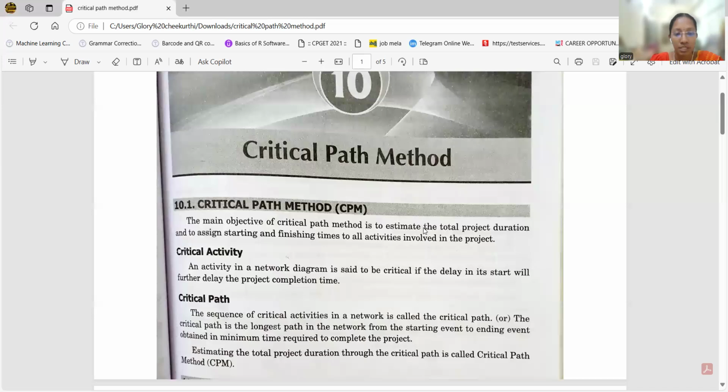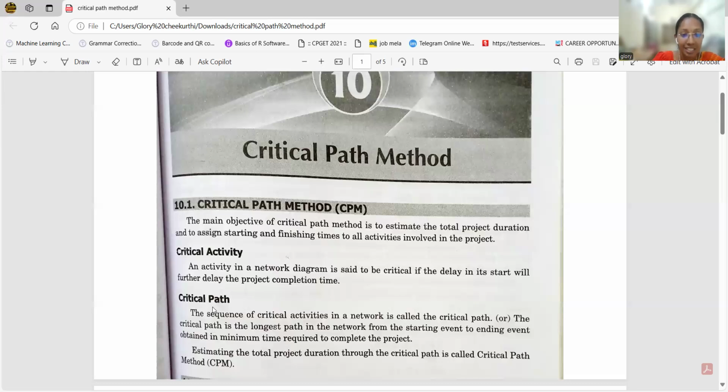We have to consider the two main parts of the critical path. The first one is the critical activity. An activity in a network diagram is said to be critical if a delay in its start will further delay the project completion time. So we have to know which activity's delay would delay the complete project, and we have to find that critical activity.